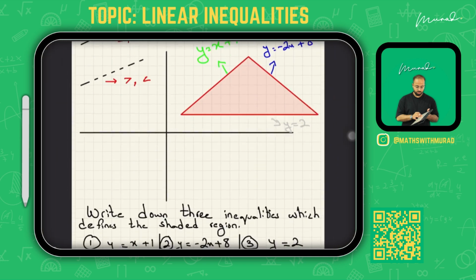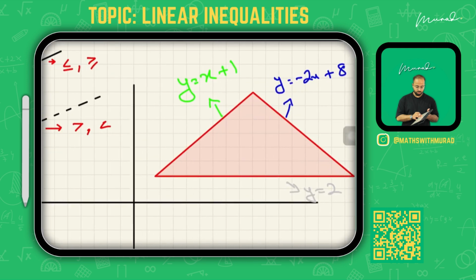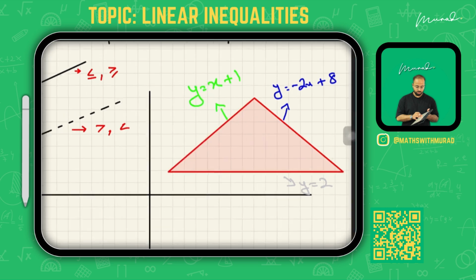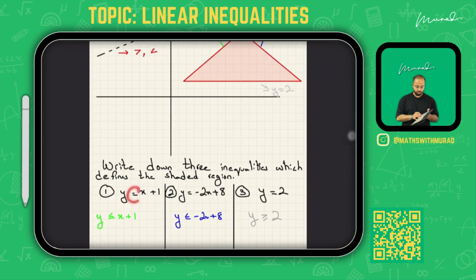So you need to highlight the first line. This is your first line over here. Now you need to identify whether your shaded region is downward or upward from this line. As you can see, our shaded region is downward, and this is a solid line. So I can change this sign and write less than or equal to, because it is downward. So now this equals sign changes into less than or equal to.